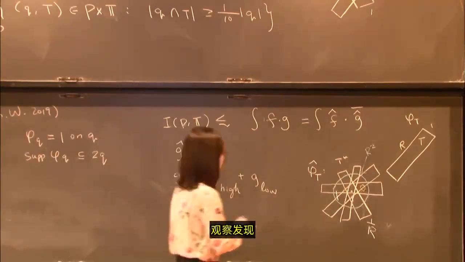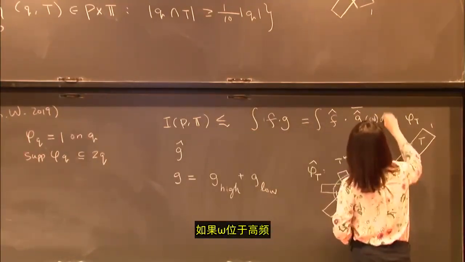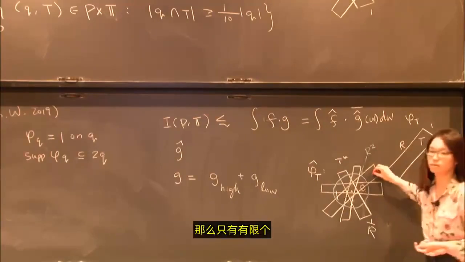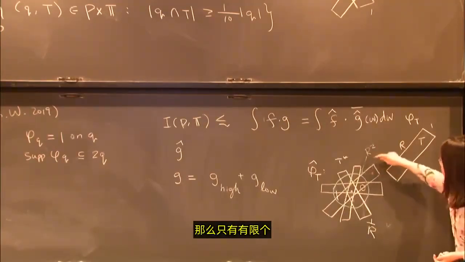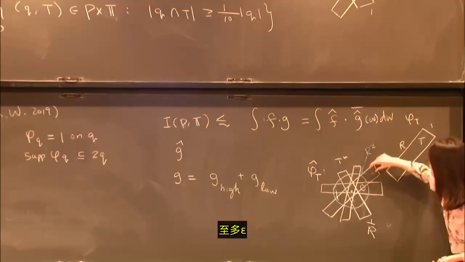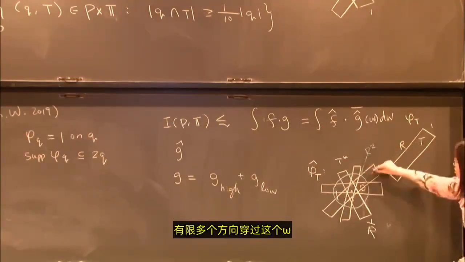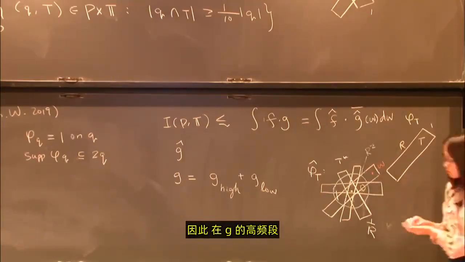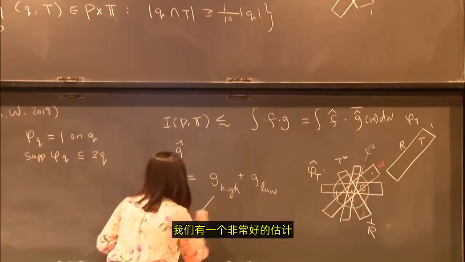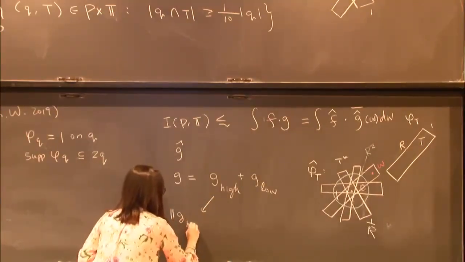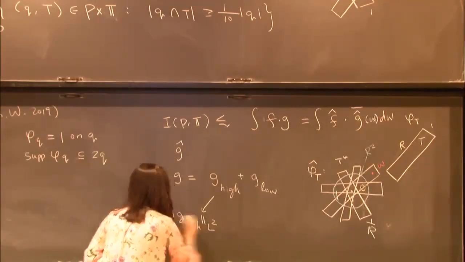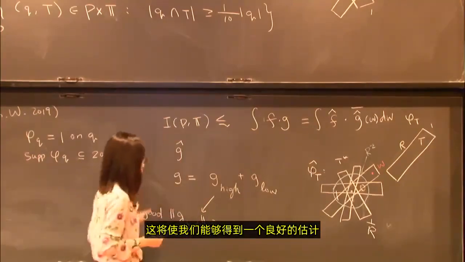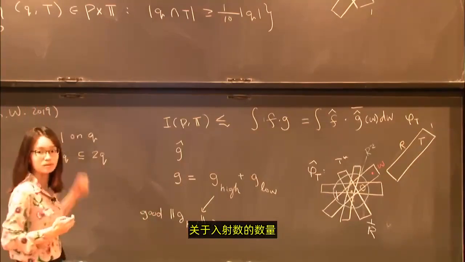And then the observation is that if our omega is in the high frequency region, then there are only finitely many, up to epsilon, directions passing through this omega. So for the g high frequency, we have a very good L2 bound, and then this will give us a good estimate of the number of incidences.